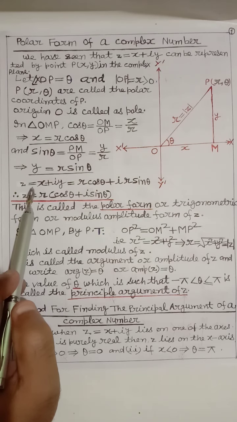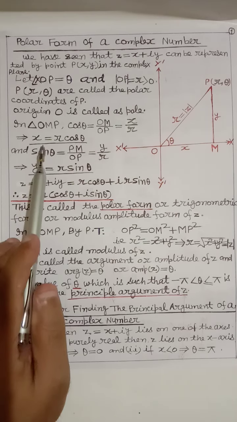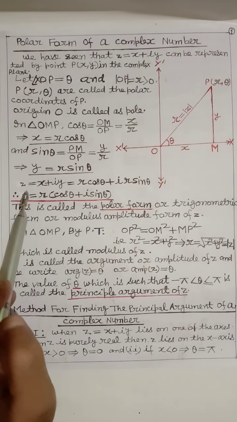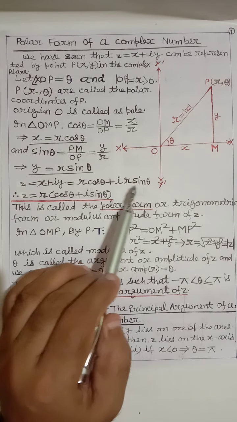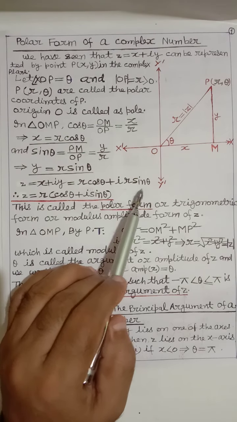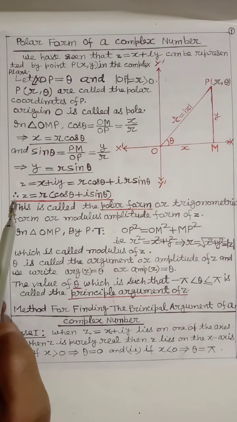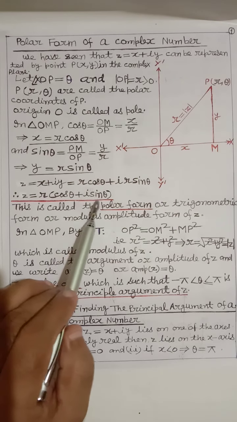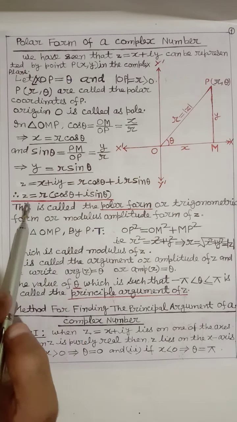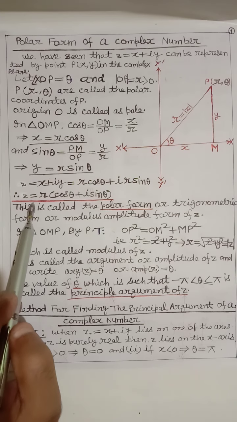Therefore, z equal to x plus iy. Here we put the values of x and y. We get z is equal to r cos theta plus i r sin theta. Here we have taken r as common. So finally we get z is equal to r (cos theta plus i sin theta), and this is called the polar form or trigonometric form or modulus amplitude form of z.